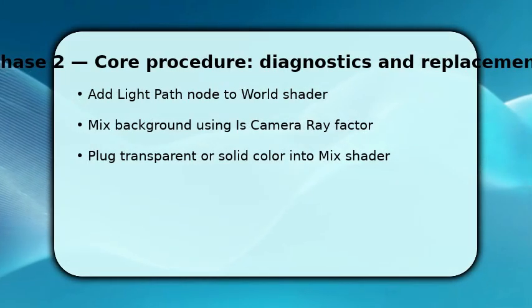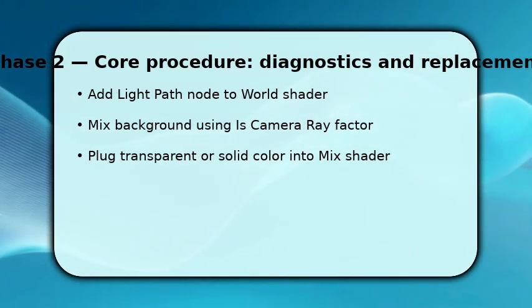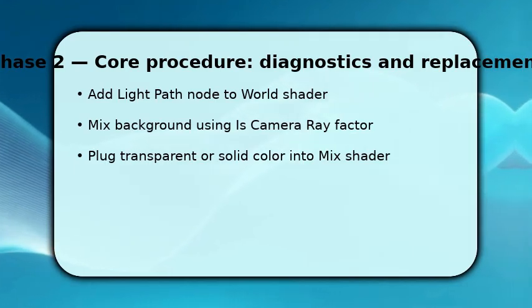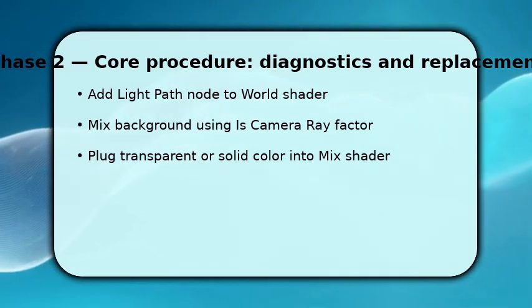Now you'll control which rays show the HDRI. Add a light path node and use is camera ray as the mix factor. Connect your environment texture to one input of a mix shader and a transparent or solid background shader to the other input. This makes the HDRI influence lighting and reflections, but not the camera view. That's why is camera ray is key.